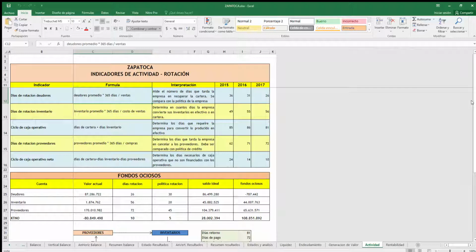The company has inventory to sell. The number of days that the company delays in paying the suppliers is 72. This number has increased and this is not favorable for either the suppliers or the company, because the company incurs more financial obligations or fails to comply with credit policies.